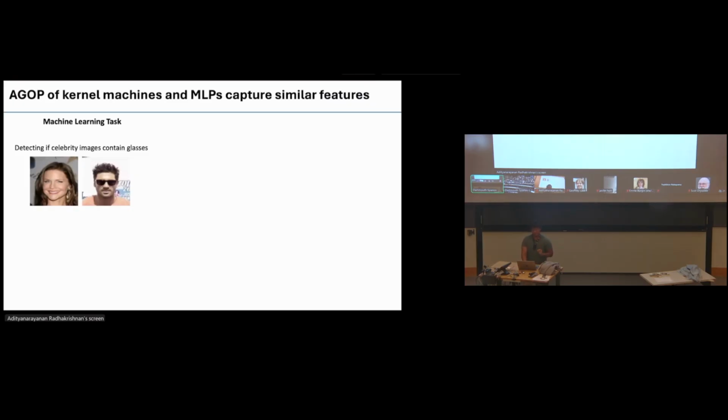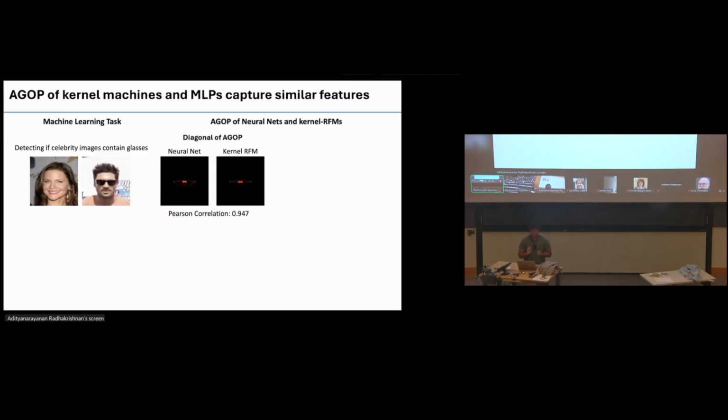And how do they differ from MLPs and other neural nets? Suppose I have this task of going back to predicting glasses in images. Before, you saw that the neural network was actually focusing on this region in the center of the image corresponding to glasses. Now if I train my kernel machine, it turns out the kernel, if I look at the diagonal of the AGOP, effectively focuses on the same region. This is after just one step of training a kernel machine and taking the AGOP.